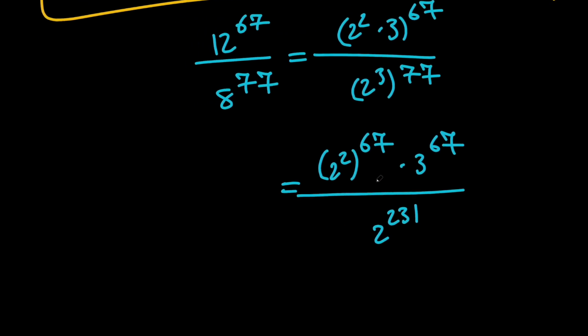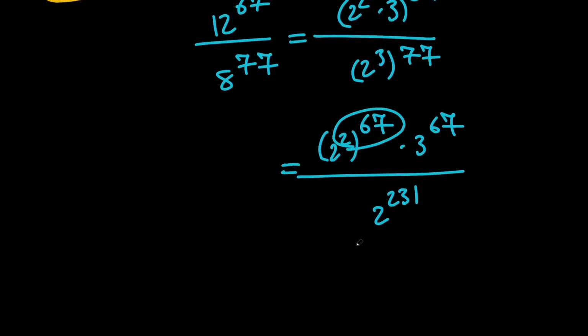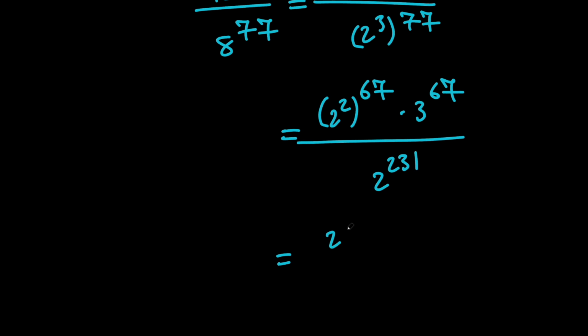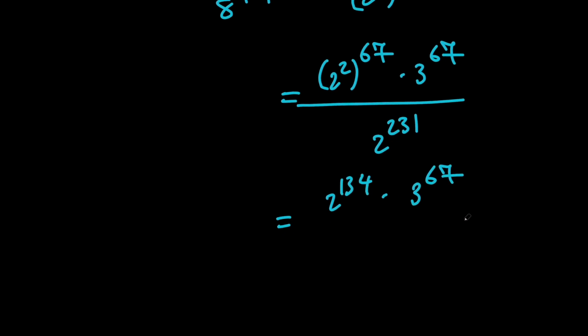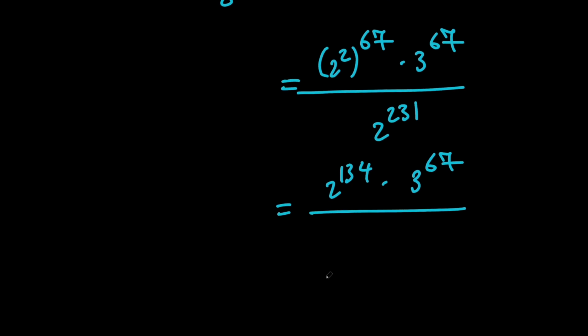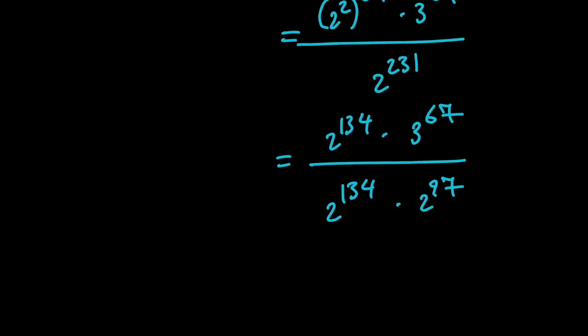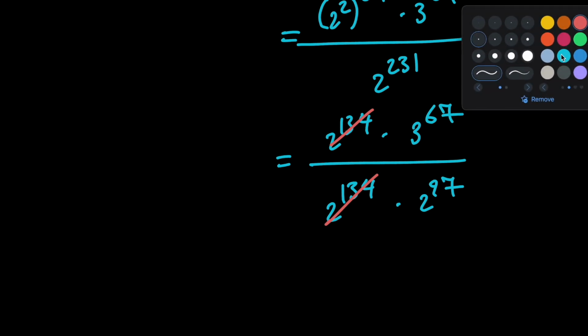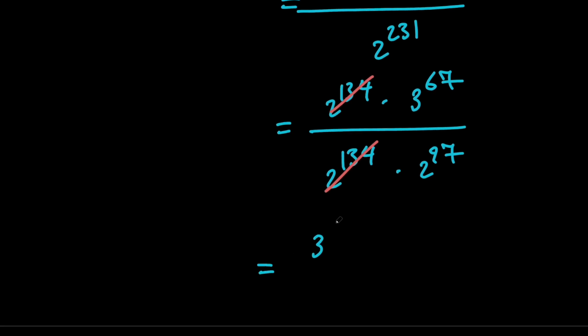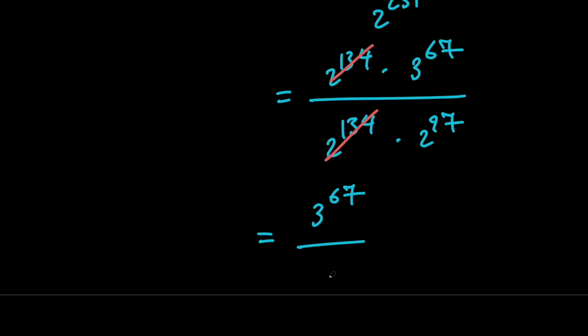So let's go ahead and do the same thing with these two numbers. So we're going to have 2 to the power of 134 times 3 to the power of 67 divided by 2 to the power of 231, which is the same thing as 2 to the power of 134 times 2 to the power of 97. So obviously we can go ahead and get rid of this and this. So we will end up with 3 to the power of 67 divided by 2 to the power of 97.